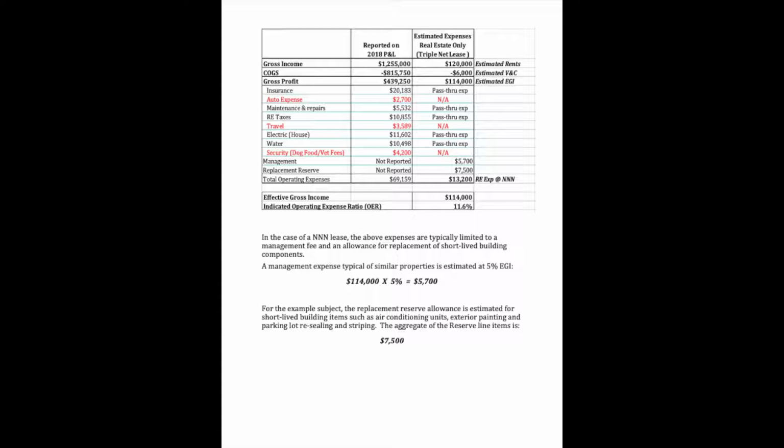For the example subject, the replacement reserve allowance is estimated for short-lived building items such as air conditioning units, exterior painting, and parking lot resealing and striping. The aggregate of the reserve line item is $7,500. You can see that we've input those in our estimated expense column at management and replacement reserves. Thus, the total operating expenses in this particular case are $13,200.